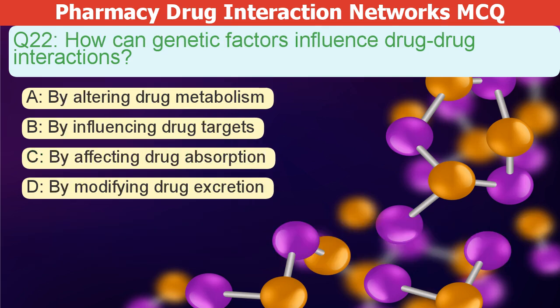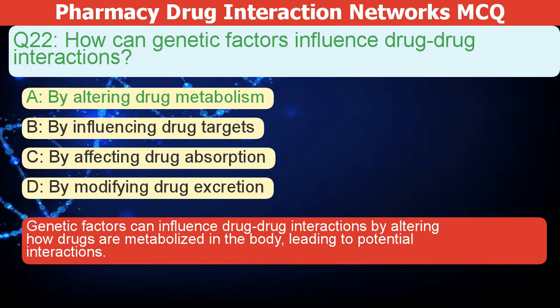How can genetic factors influence drug-drug interactions? A. By altering drug metabolism. B. By influencing drug targets. C. By affecting drug absorption. D. By modifying drug excretion. The correct answer is A. Genetic factors can influence drug-drug interactions by altering how drugs are metabolized in the body, leading to potential interactions.